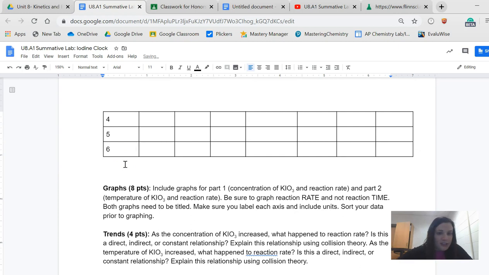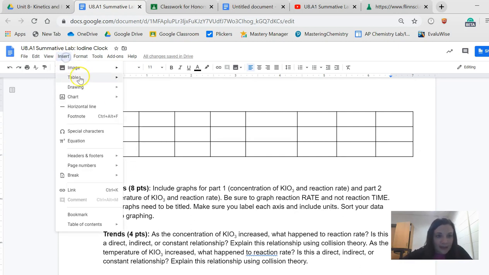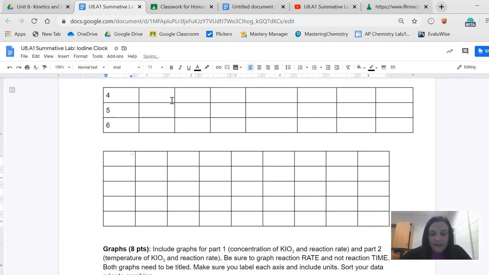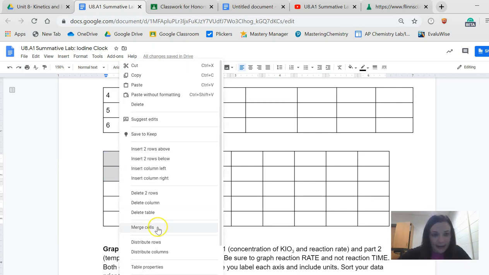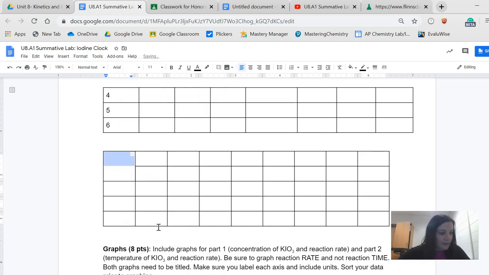Alright, for part 2, again we can go to Insert, Table. This one we want to go 9 across, and we want to go 1, 2, 3, 4, 5 down. And again, to adjust the table, we're going to do it the same way. So first 2 columns, we can highlight, right click, merge those together. Now solution A covers 5 columns.